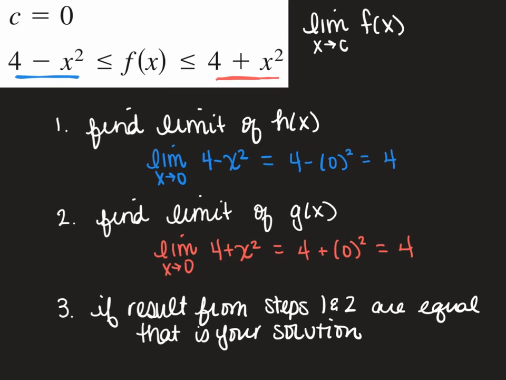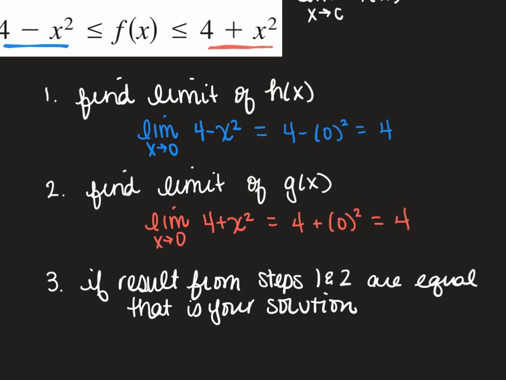So for us, we were looking for the limit as x approaches 0 of our f of x, and we don't even know that function, so we can't plug in 0. But by using the squeeze theorem, we know that if the limit from a function less than f of x is 4, and the limit of a function greater than f of x is 4, then it's going to be 4.